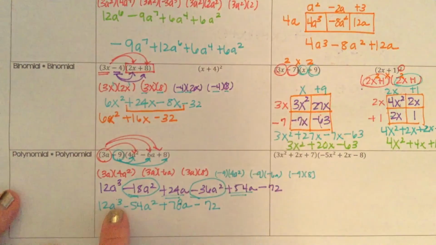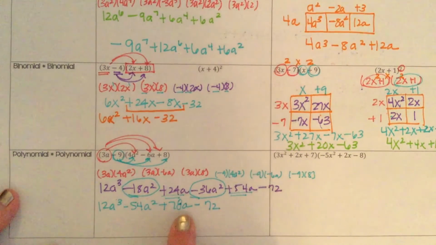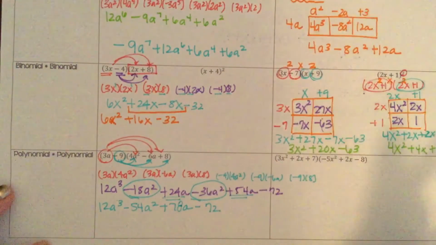My powers are in descending order. A to the third goes down to a to the second, which goes down to a to the first, which goes down to no a's at all.